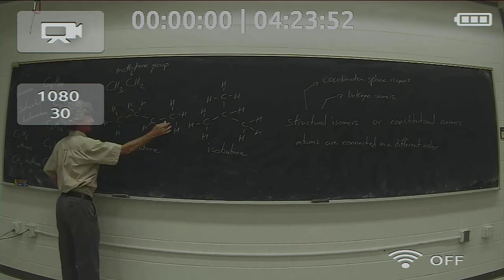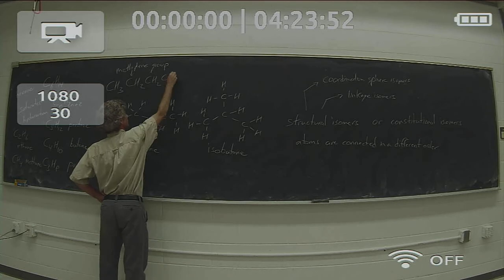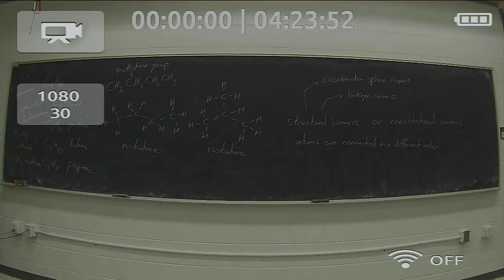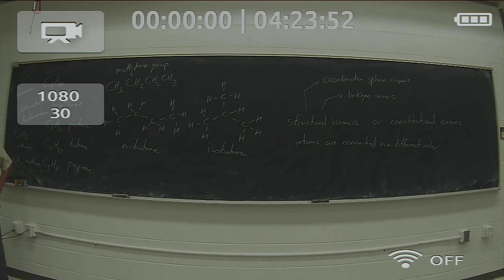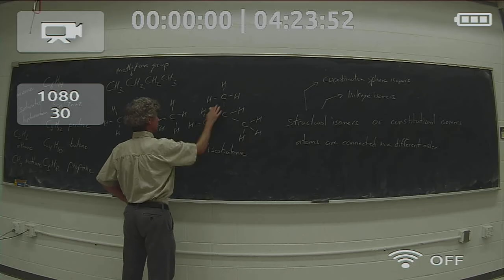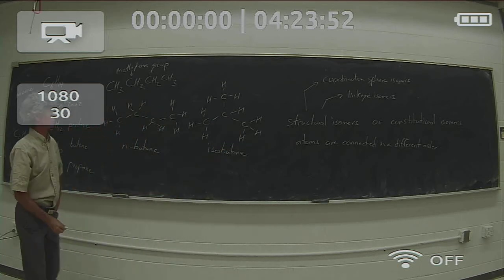And now we have another CH2. Finally, the CH3. So a condensed form for n-butane would be CH3, CH2, CH2, CH3. Two methyl groups on the end and a pair of methylene groups in the center. Isobutane has two CH3 groups attached to that carbon. Actually, it has three CH3 groups attached to that carbon.